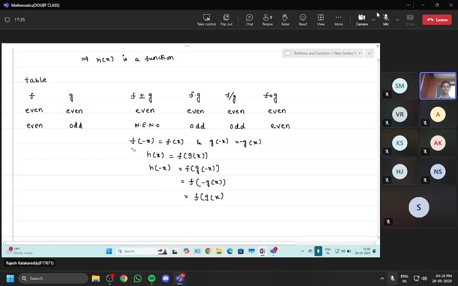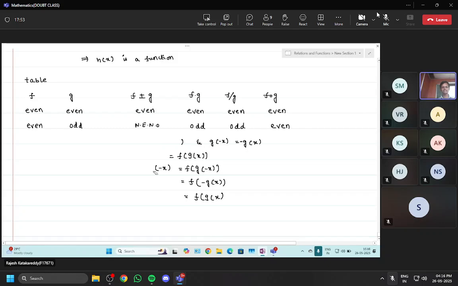Clear? See, you can easily prove in multiplication case, just you multiply f of minus x and g of minus x, minus 1 into f of x into g of x. Division also minus 1 will be coming there. That's why they are odd.